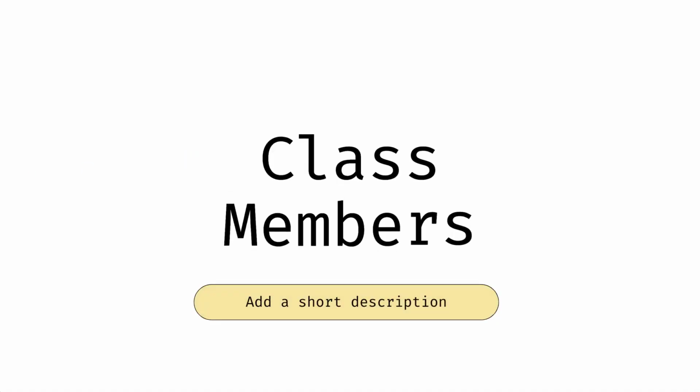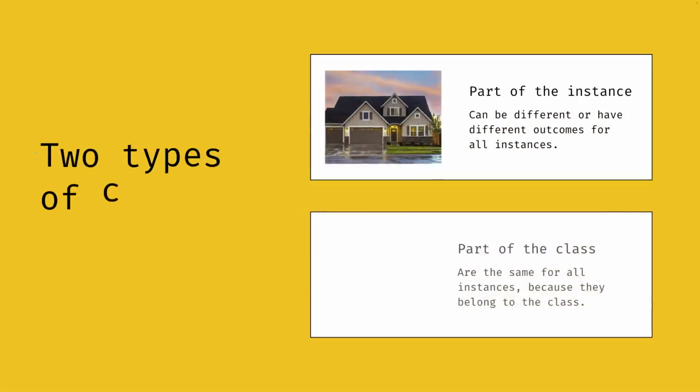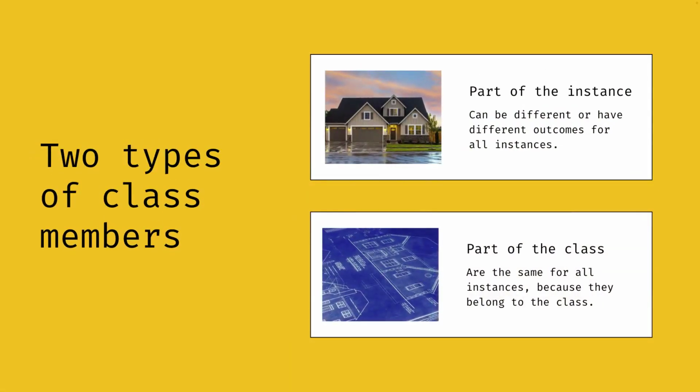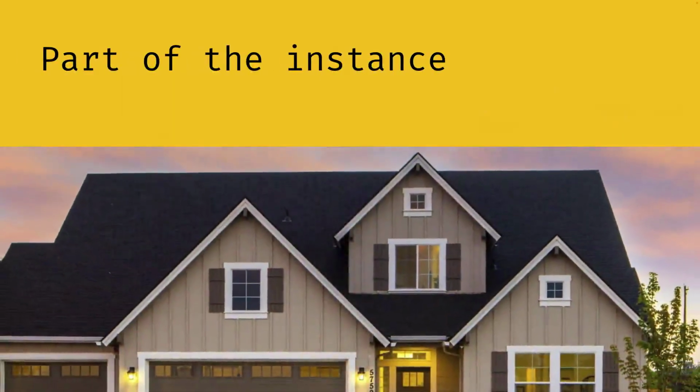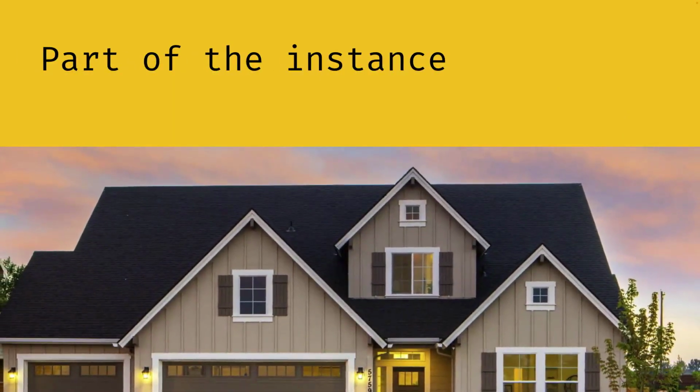We have seen two of the most important concepts of Java already, classes and instances, also called objects. We're going to have a closer look at the class members now and how to use these on instances. Roughly speaking, there are two types of class members. Some of them describe the specific instance and some of them belong to the class. Let's have a look at the first group first, the class members that are part of the instance.